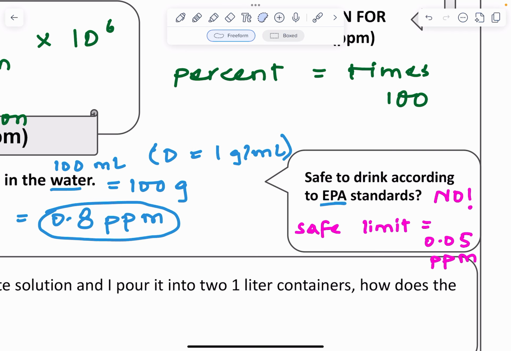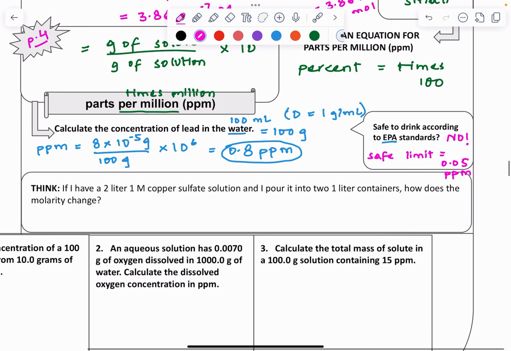But to make you all feel better, and just so you don't stop drinking water in the school building, these numbers were made up and this is not true. Our water is safe.